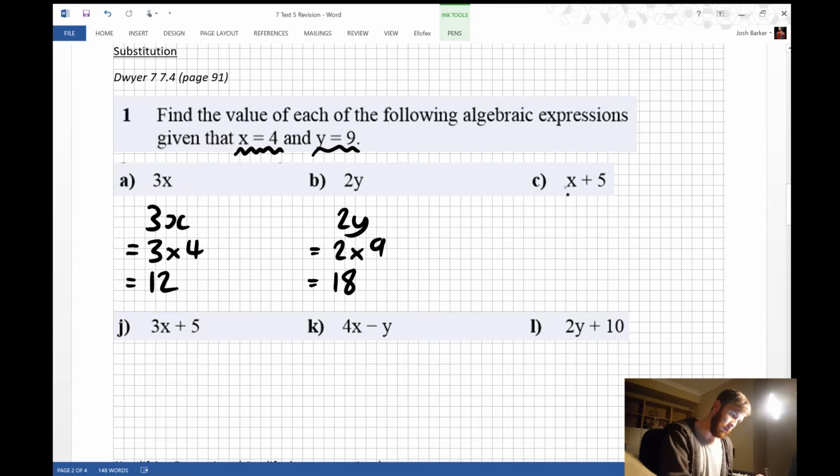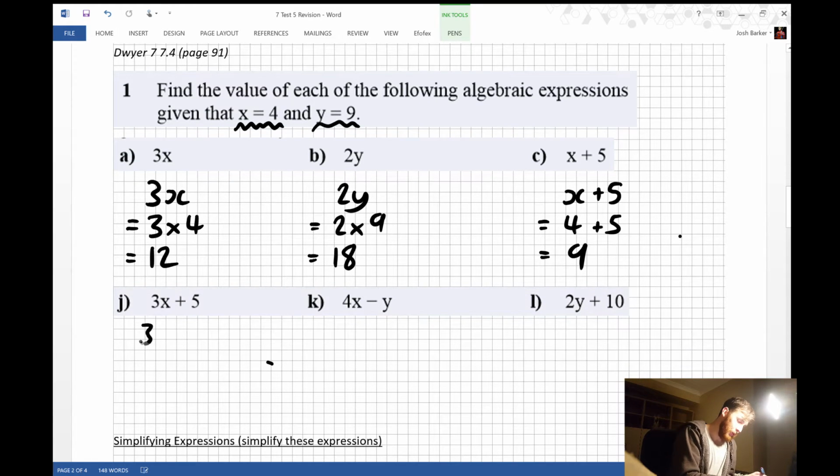Awesome. Next one, well, we've been told that x is equal to 4 in this case. So we'll swap x for a 4. 4 add 5 is 9. Nice and easy. Couple of harder ones. Next one is 3x plus 5, which equals 3 multiplied. We've been told that x is 4 this time, so 3 multiplied by 4 plus 5. 3 multiplied by 4 is 12. 12 add 5 is 17.